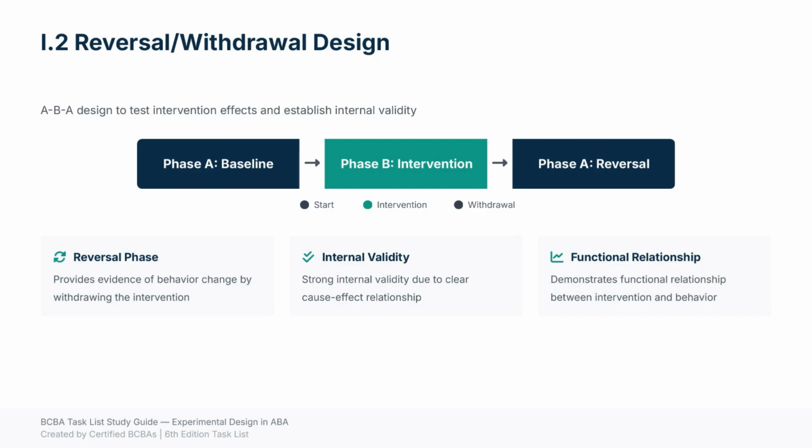If behavior changes when the intervention is introduced and then returns toward baseline levels when the intervention is removed, this provides strong evidence of a functional relationship. Reversal designs are particularly valuable because they produce strong internal validity by demonstrating clear cause and effect relationships.